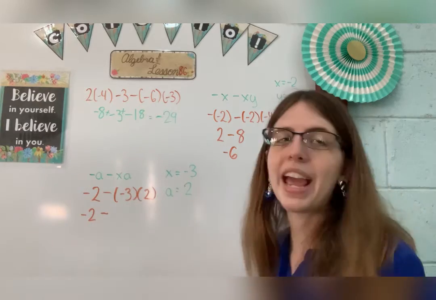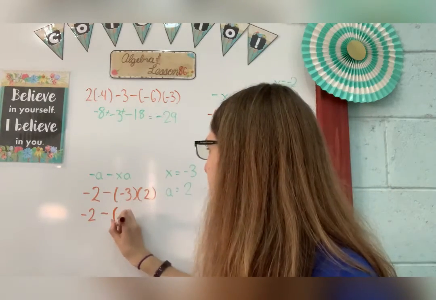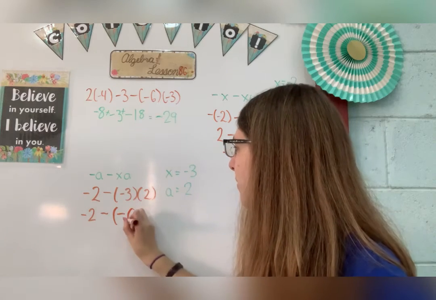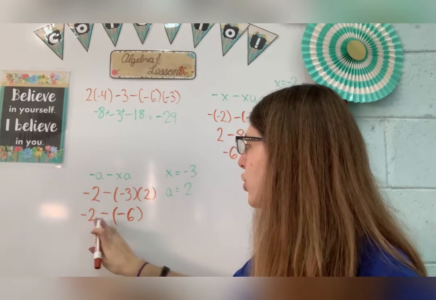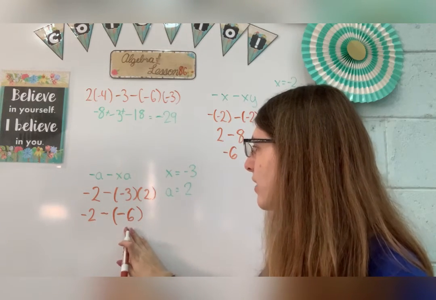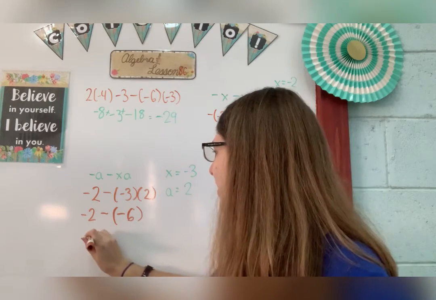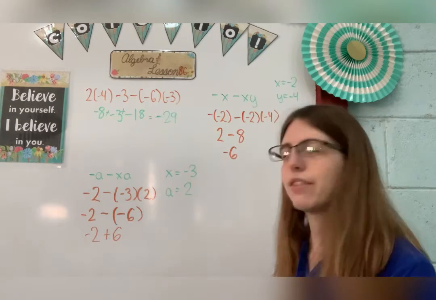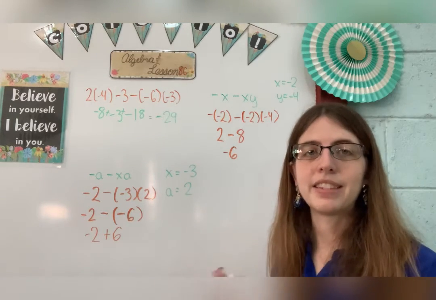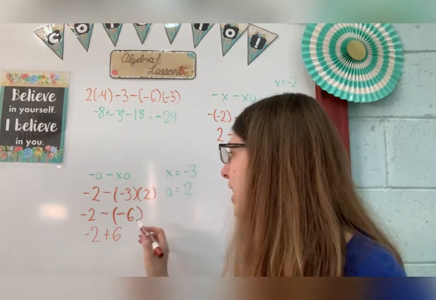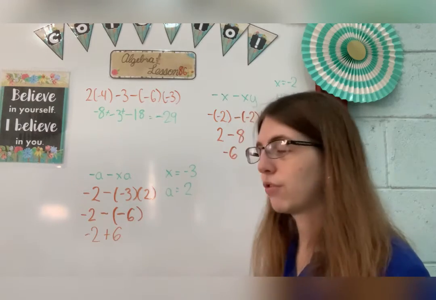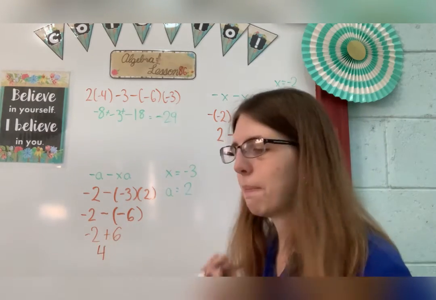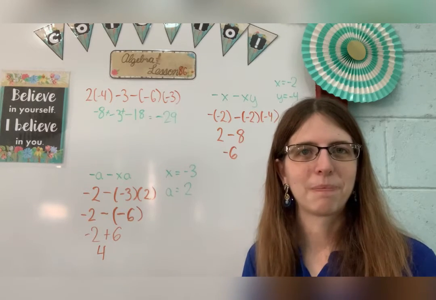Since I have one negative, my answer will be negative, so I'm going to put it in parentheses. 3 times 2 is 6. So I have -2 minus a -6. When I subtract a negative, that's the same as adding. So -2 plus 6. Since my signs are different, that means I subtract. 6 minus 2 is 4. My greater absolute value belongs to my positive number, so +4 is my answer.